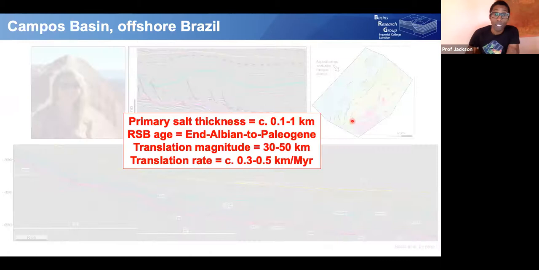Here we have that primary salt thickness in this proximal domain of Campos of probably a few hundred meters to a kilometer, similar ages to what we saw in the Santos, Albian to Paleogene. Translation magnitudes are really high, 30 to 50 kilometers. We're arguing about that amongst ourselves. There are different proposals depending on whether you use Ramp-Syncline basins or buckle folds to calculate translation magnitude. But the translation rate comes down to about 0.3 to 0.5 kilometers per million years. So again, slightly at the lower end of things.